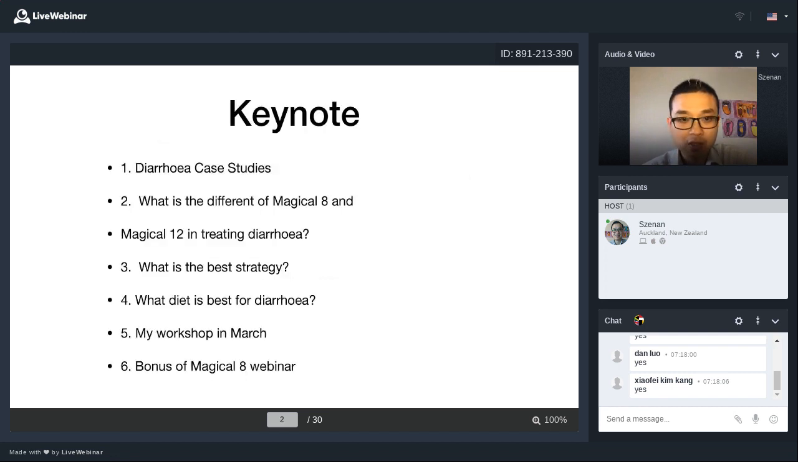Right. Let's go to the next page. This page is about the keynote for today. A diarrhea case study, and what is the difference between Medical 8 and Medical 12 in treating diarrhea. I'm going to show you and tell you the difference between those two acupuncture strategies. They are very good for treating diarrhea, but what are the differences between them? And what is the best strategy, right?